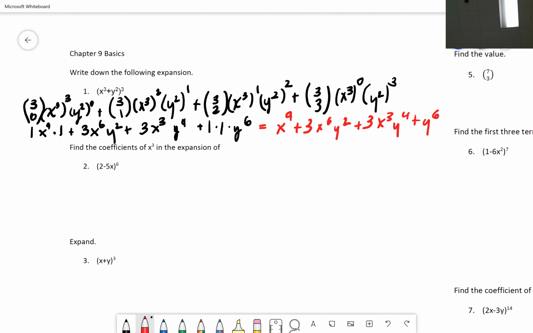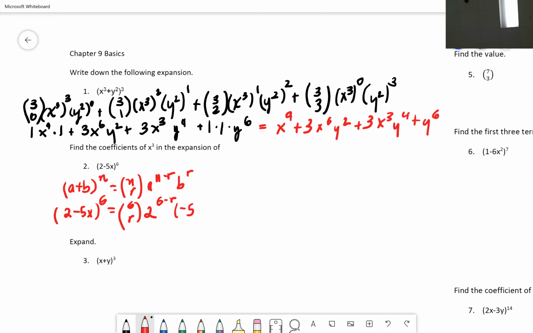Okay, so for this one, for example, look at the next number 2. How would you figure that out? I did that. Okay, so let's write it as a plus b to the nth, right? That's nCr, a to the n minus r, b to the r, right? And so you're going to write 2 minus 5x to the 6, that's 6Cr, let's just leave it r for now, 2 to the 6 minus r, negative 5, x to the r. And we ask ourselves, well, how can we make the x to the third power? r would be what? 3. So far, so good, right?